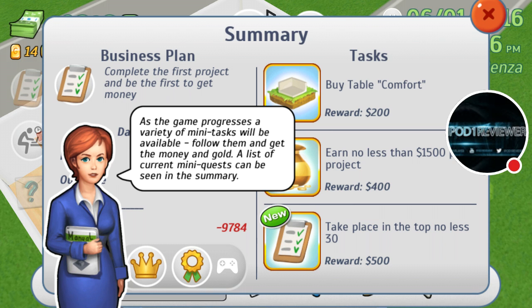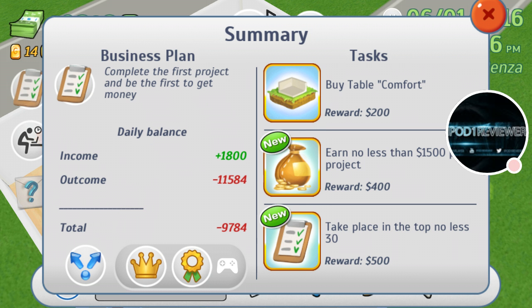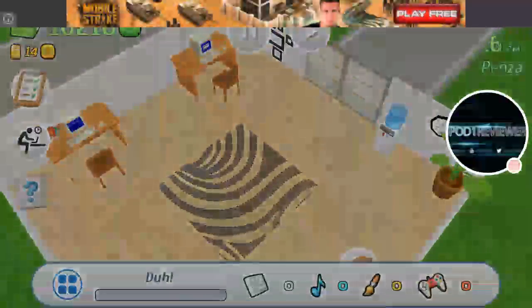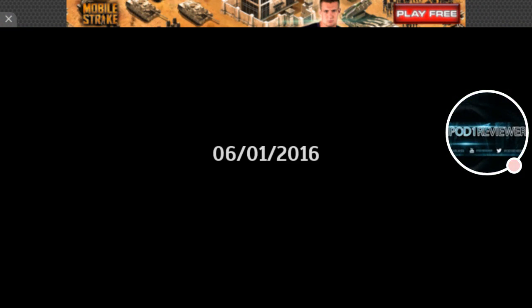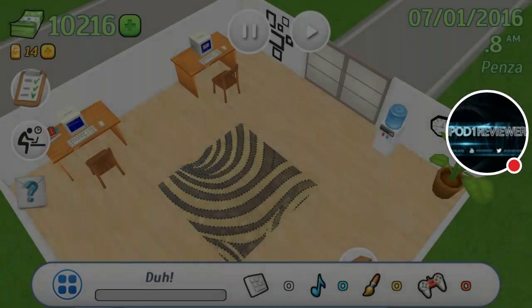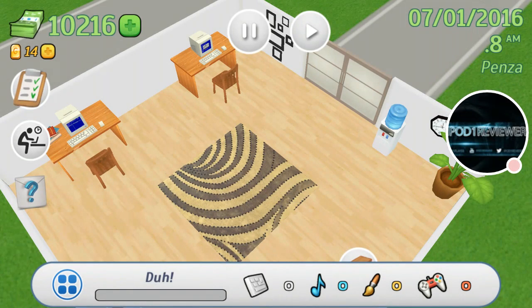Okay, as the game progresses, a variety of mini tasks will be available. Follow them and get the money and gold. Okay, we just read this. Now, what do I need to do? Oh, what happened? Okay, we're starting a new day. Woo woo. 6/1/2016. 7/1/2016. A month? What we miss?